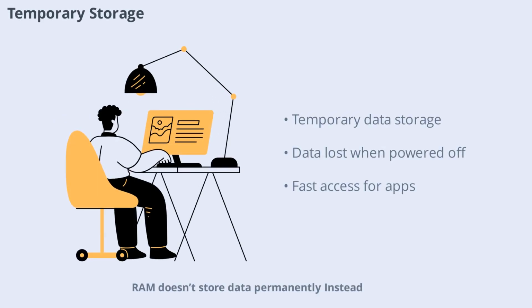RAM doesn't store data permanently. Instead, it holds information only while your device is powered on and actively using it. Once you close an app or shut down your computer, the data in RAM disappears. This is different from your hard drive or SSD, which keeps files even when the device is off. RAM's temporary storage is what makes it so fast. It's designed for quick access and rapid changes, perfect for gaming and multitasking.